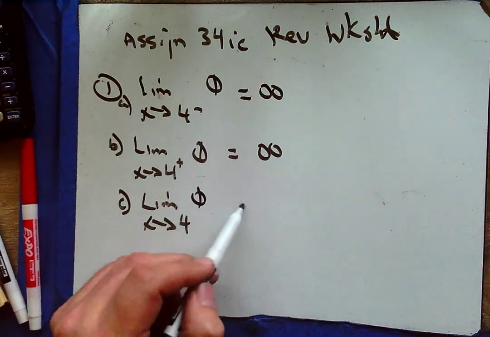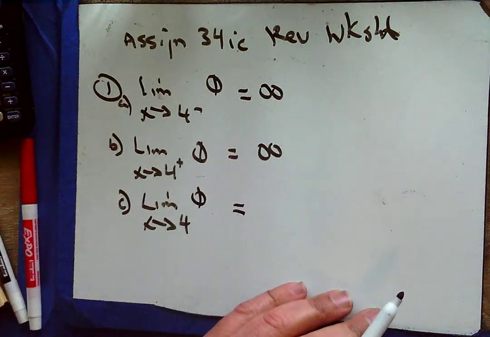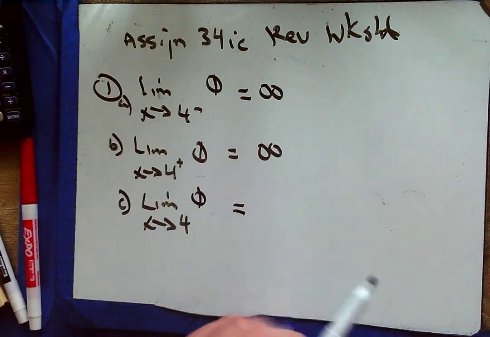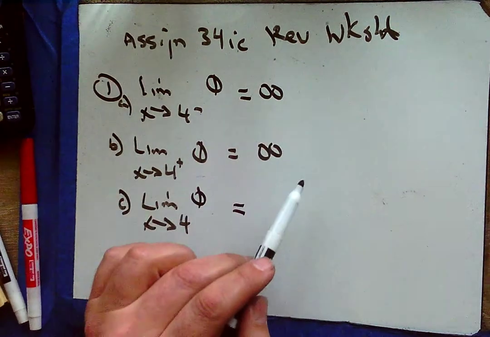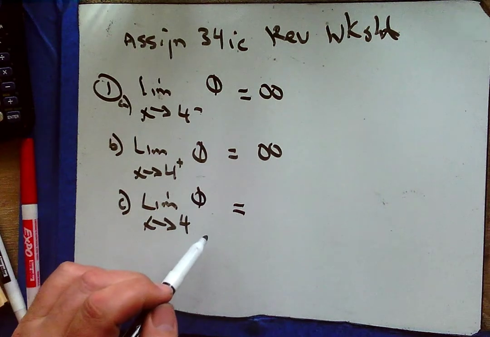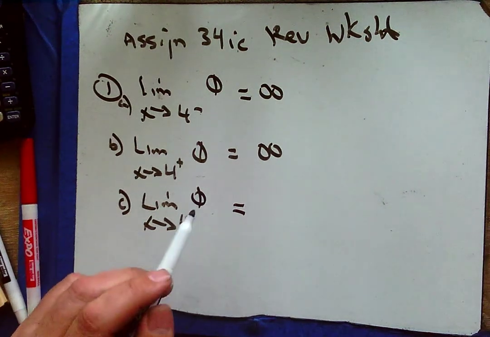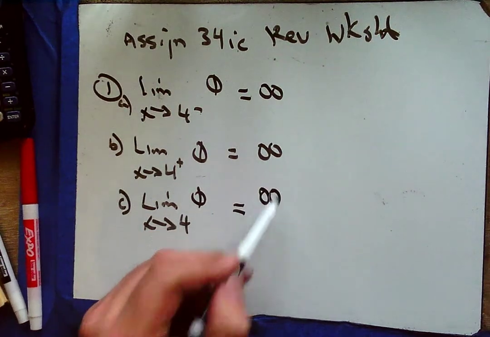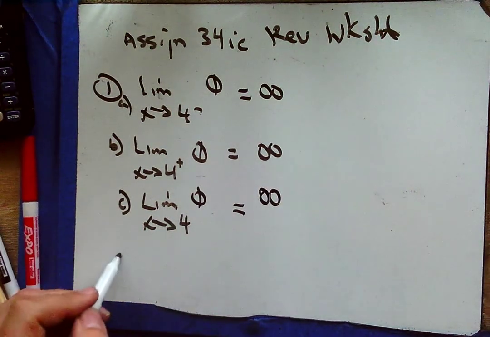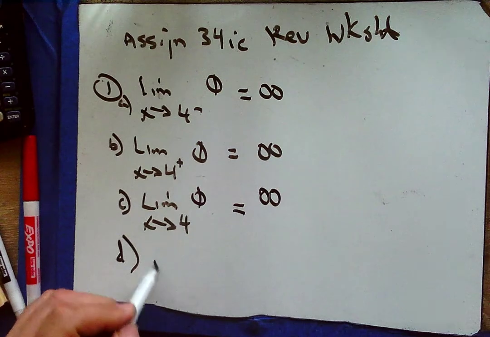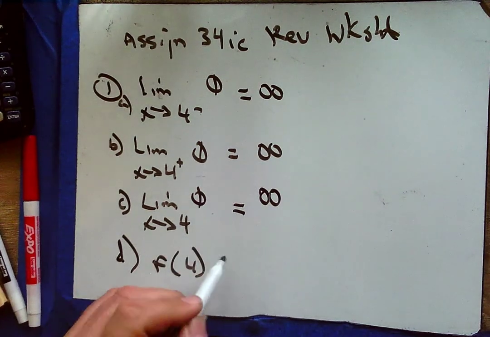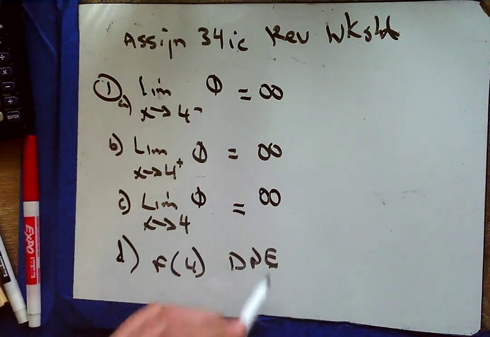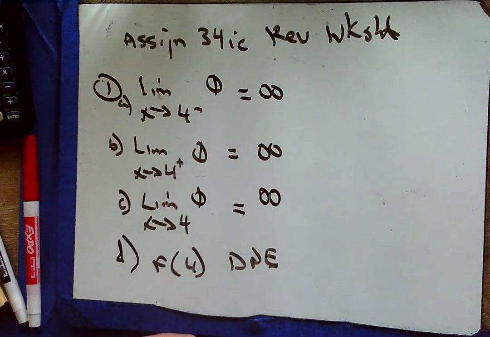of phi. Well, that's a really interesting question. Because in section 2.1, we would say infinity is not a number, and so this limit doesn't exist. In section 2.2, where we talk about limits involving infinity, we would be able to say that. Okay. D. F of 4. Well, that does not exist because there's this big old vertical asymptote.